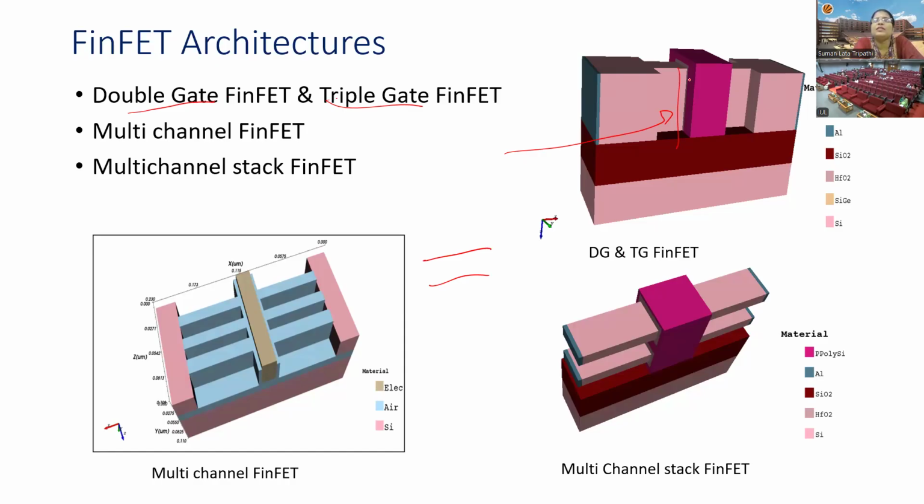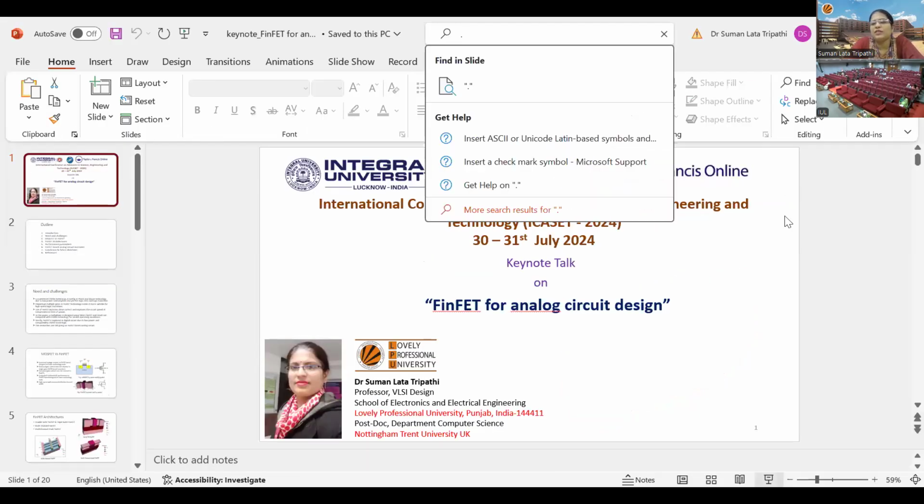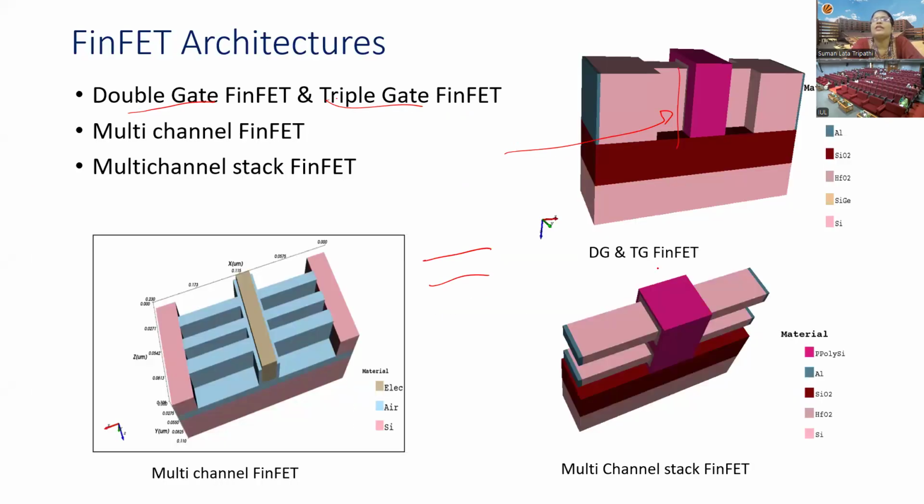Double gate means the oxide thickness at the top of the gate, meaning the top gate, below the top gate, if it is higher, then it will be double gate. If the oxide thickness is uniform all around, then it will be triple gate. So double gate and triple gate FinFET. And multi-channel. Multi-channel means instead of a single channel, we can have multiple fins. Like in this diagram, there are three fins. This way, we can further improve the current.